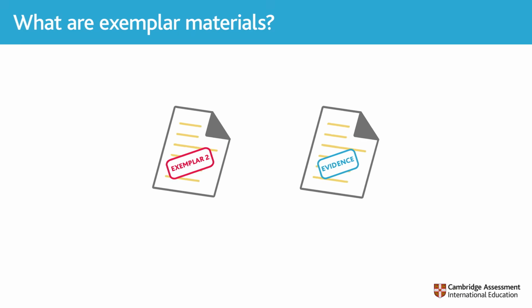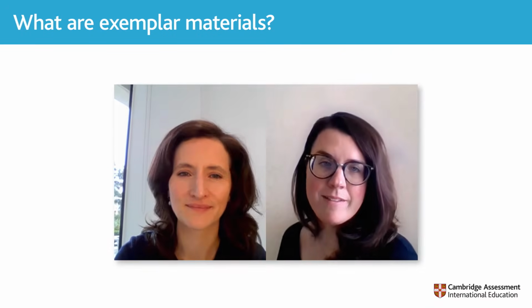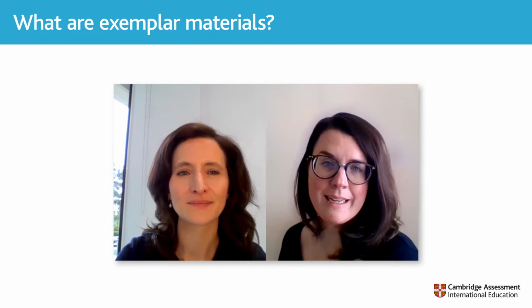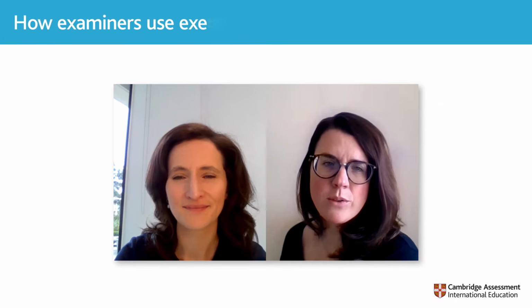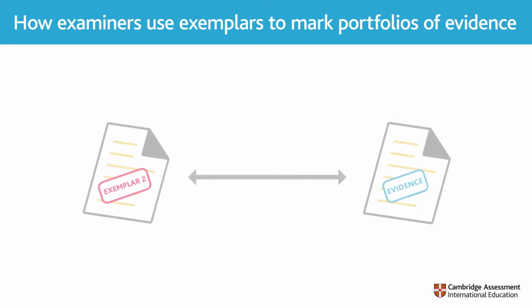The examiner selects the exemplar closest in overall quality to the candidate's piece of evidence. The examiner then considers which is better, the piece of evidence or the exemplar. Great, thanks, Rachel, and thanks for explaining exemplars. So how do examiners actually use them to mark the portfolios of evidence?